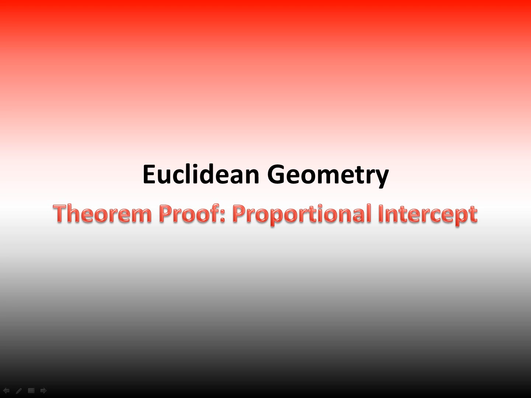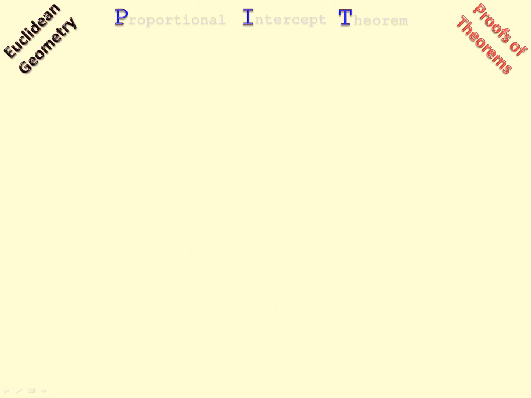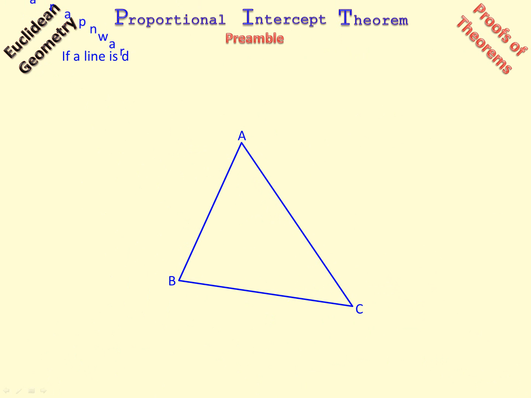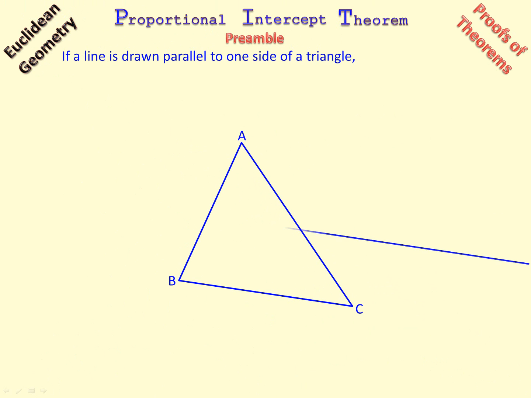Euclidean geometry, proof of the proportional intercept theorem. So we'll start with a preamble. We draw a line parallel to one side of a triangle, and it is now going to divide that side and that side in proportion. That over that is equal to that over that.